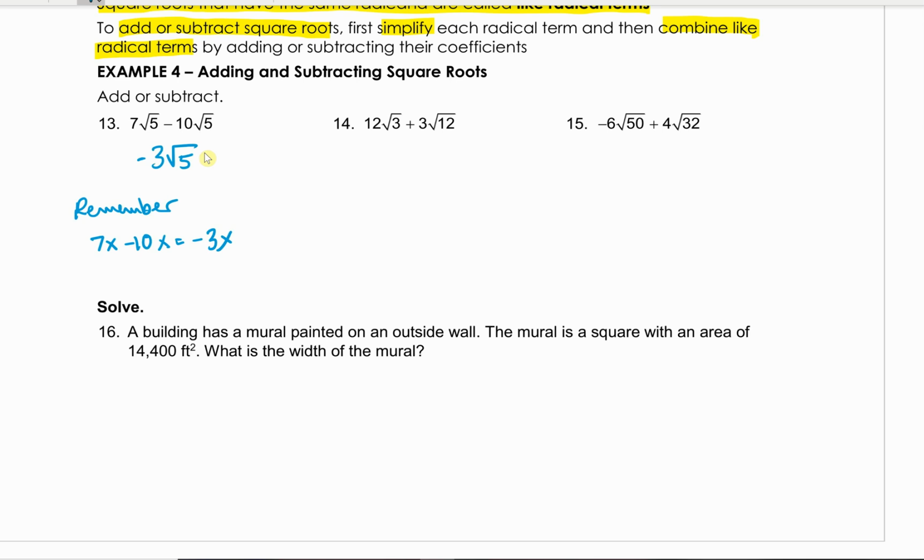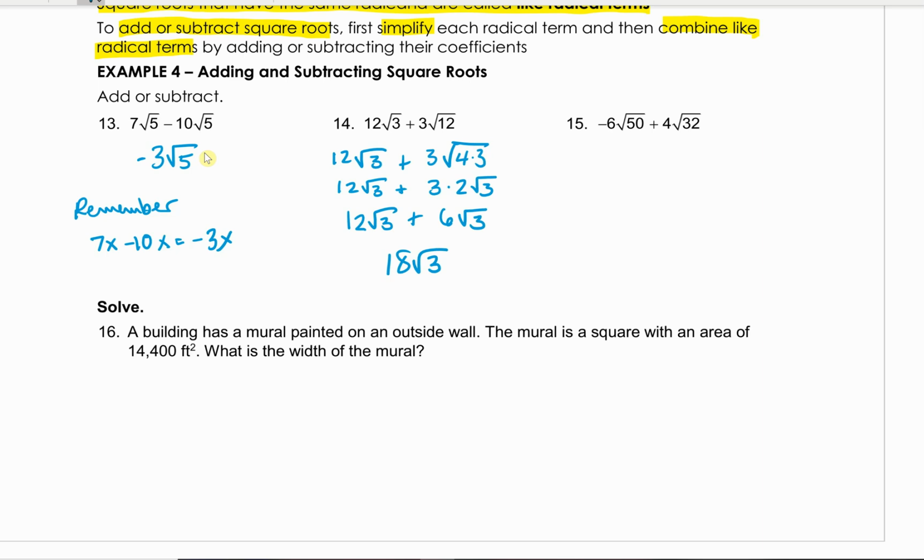The problem is, sometimes they don't appear to be the same. 3 and 12, those are not like radicands. So you would think, oh, we can't do anything. However, we can simplify the square root of 12. In fact, we looked at an example like that earlier. This is going to be 3 times square root of 4 times 3, so we get 12 square roots of 3 plus 3 times 2 square roots of 3. So we get 12 square roots of 3 plus 6 square roots of 3. And now they're the same. And 12 and 6 is 18 square roots of 3.